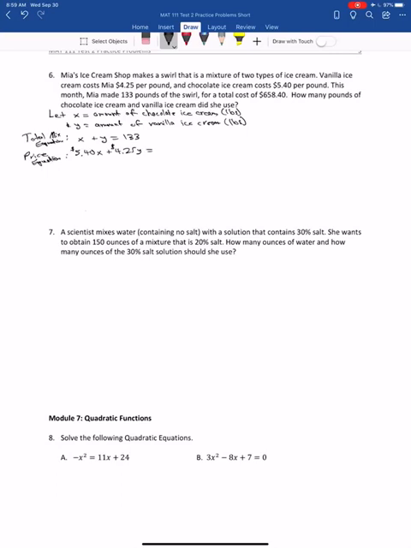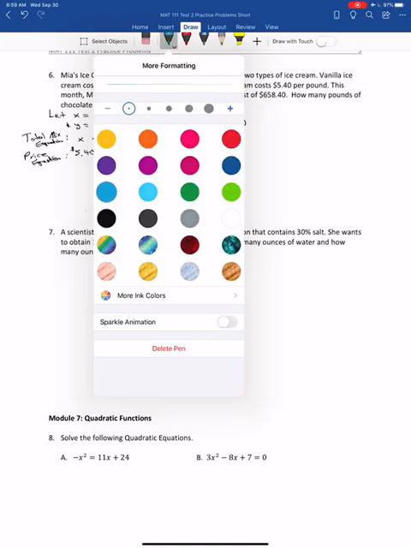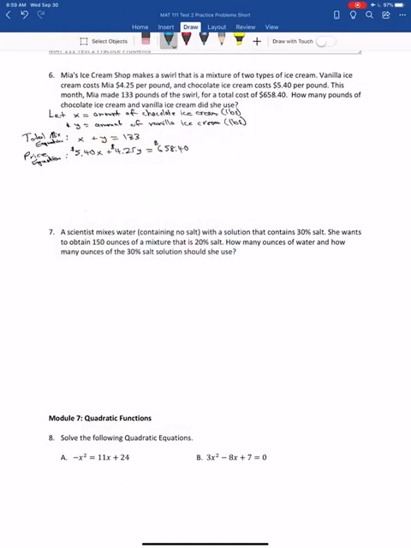And altogether, it says the total cost of the swirl was $658.40. So there's our second equation: 5.40x plus 4.25y equals 658.4. Now I've got to go solve it. To solve this, a couple things we can do. You can use the substitution method and you can use the elimination method.